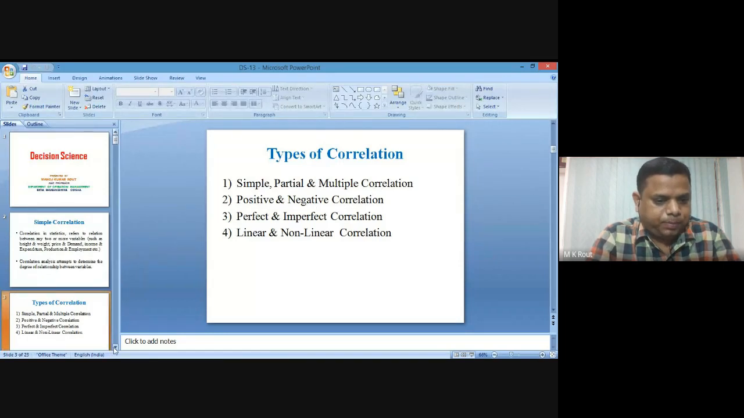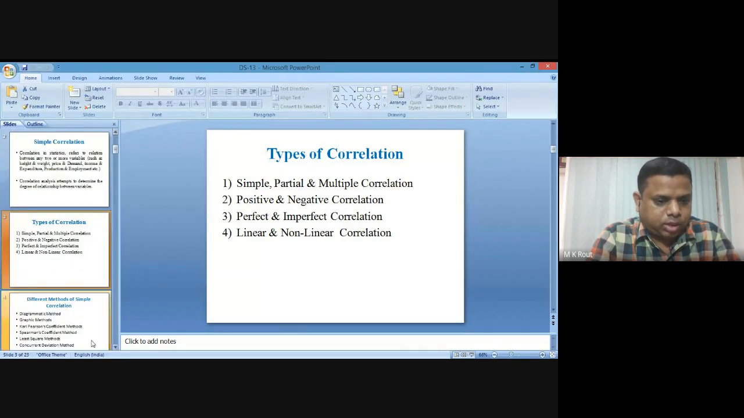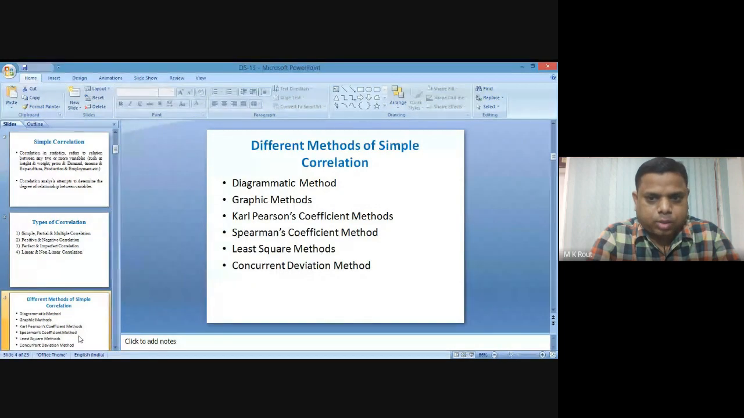Moving to the next slide, the different calculation and computation methods basically used in simple correlation: first, the diagrammatic method, in which the scatter diagram is used. It is in the form of a graph, using color dots and color points, which you can place directly with the help of the x-axis and y-axis.